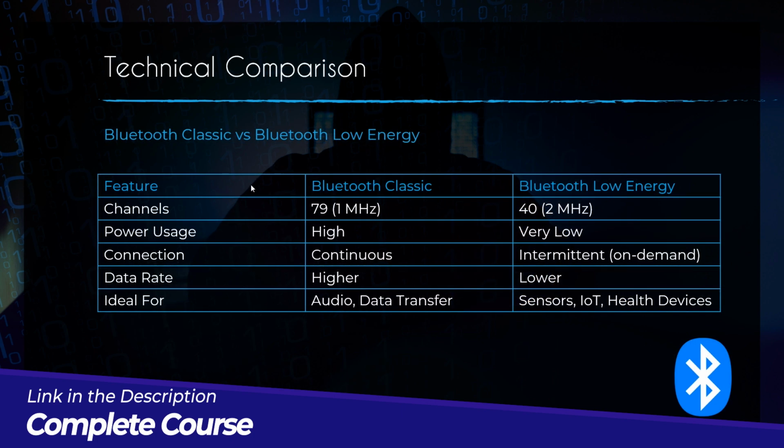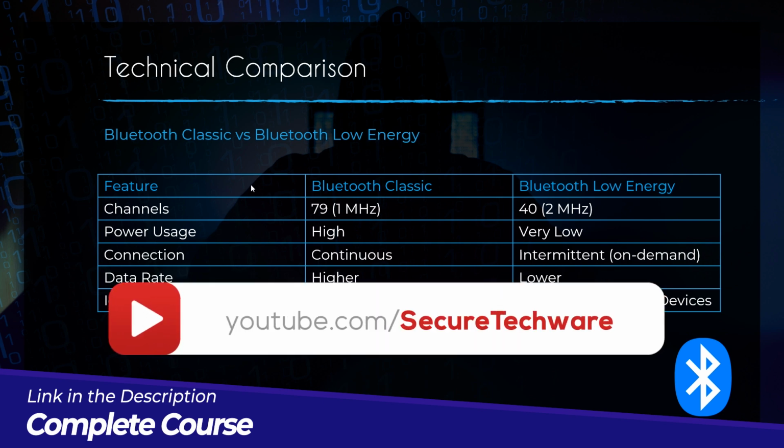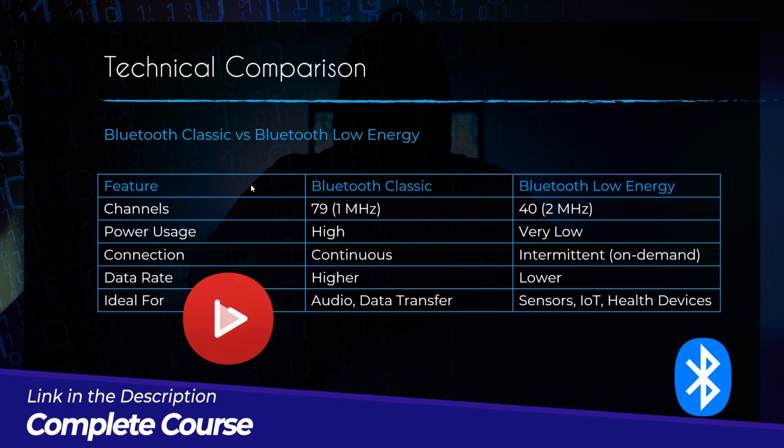So let's make a technical comparison between Bluetooth Classic and BLE. As I said, there are 79 channels in Bluetooth Classic, and in BLE there are 40 channels. But if you notice, we use a 1 megahertz band in Bluetooth Classic, and in BLE we use a 2 megahertz band. Power consumption is high in Bluetooth Classic because there is a continuous connection. And in Bluetooth Low Energy, power consumption is very low because there is a connection on demand. Suppose a sensor wants to send data, it will make a connection and send data, and again it will go into hibernate mode.